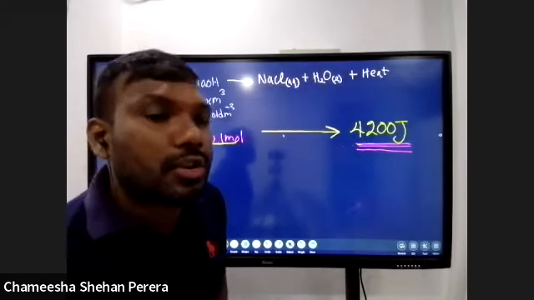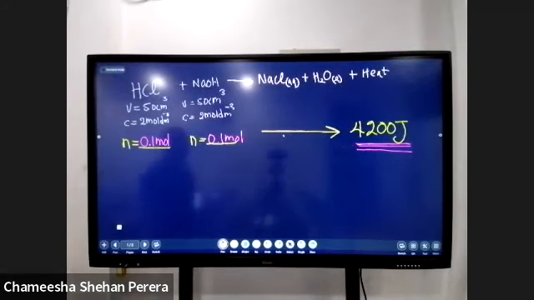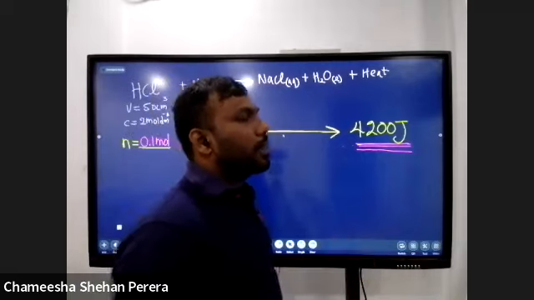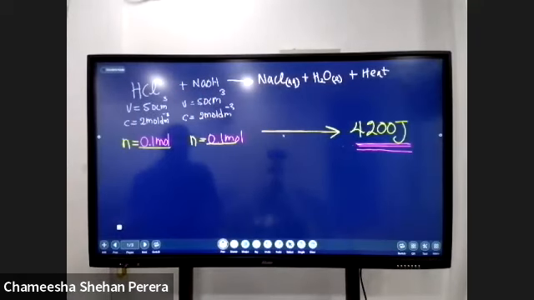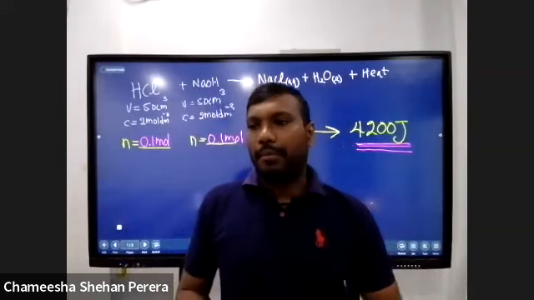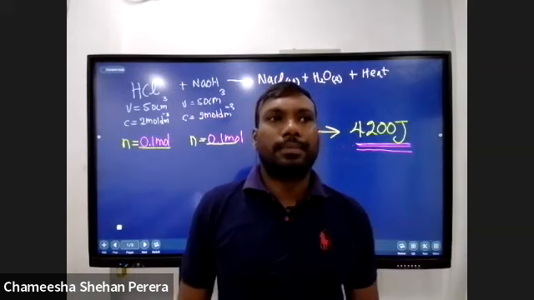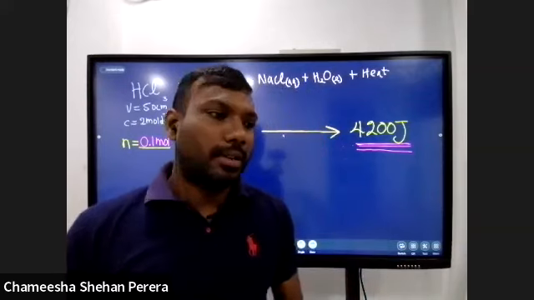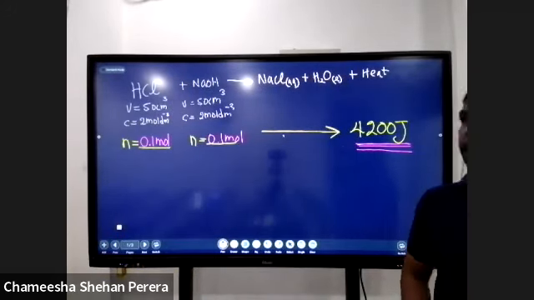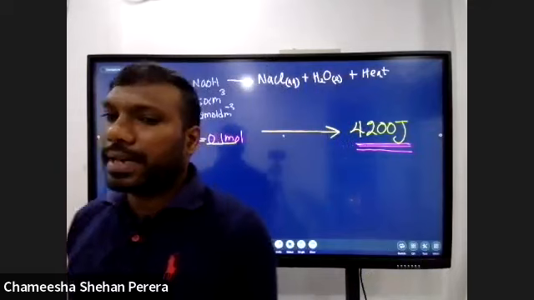Okay, my next question. If 1 mole of HCl reacted with 1 mole of NaOH in the above experiment, find the amount of heat generated.